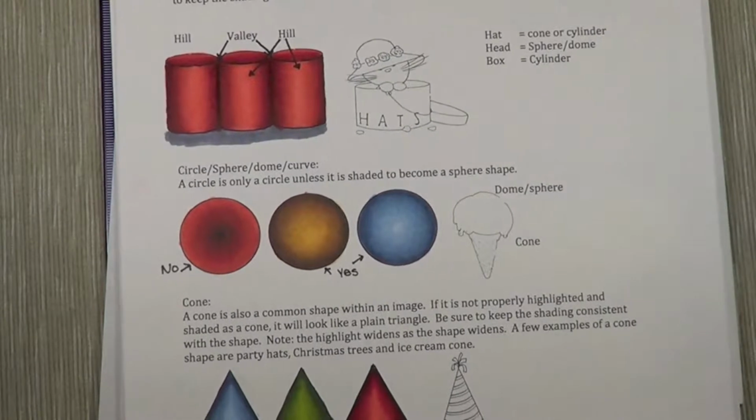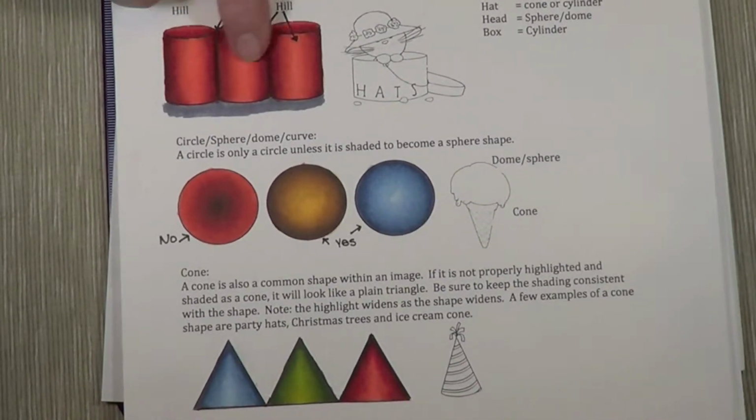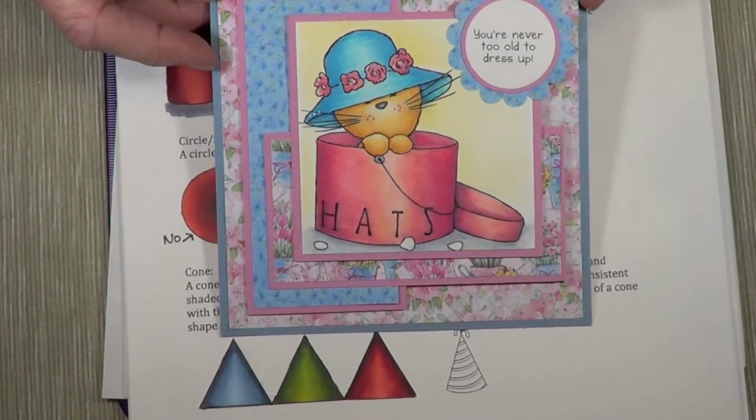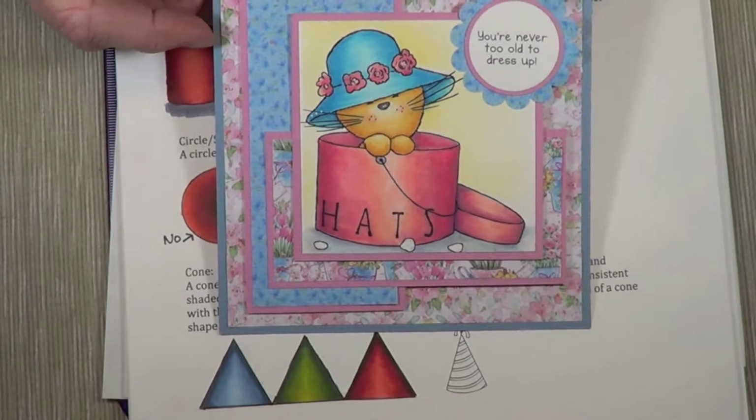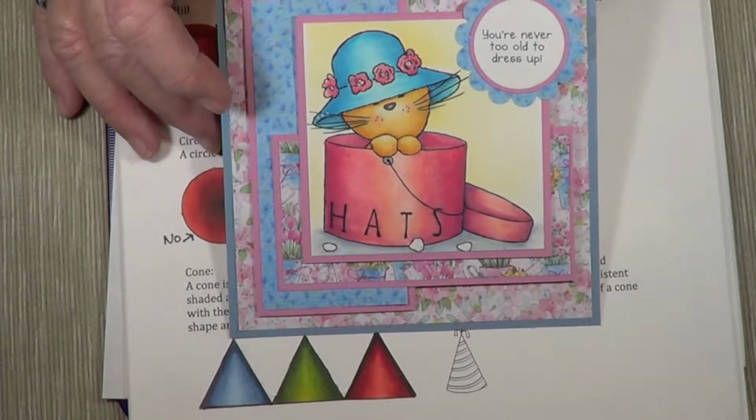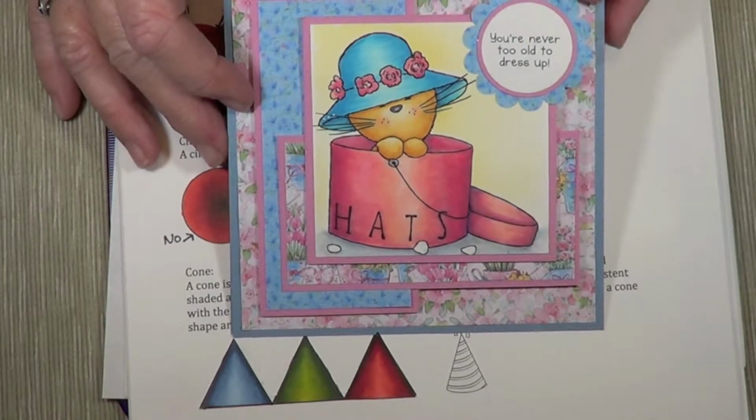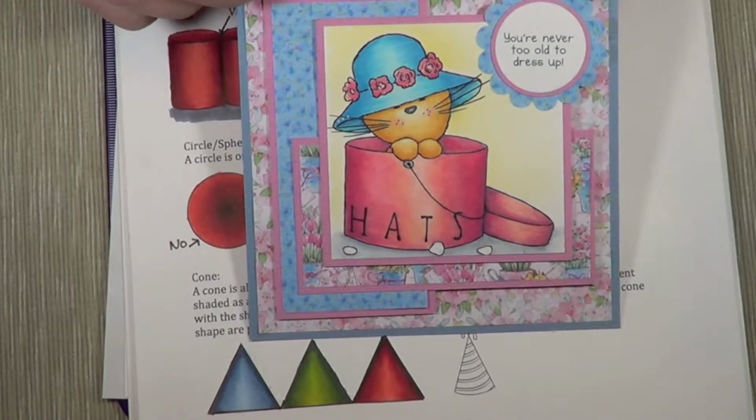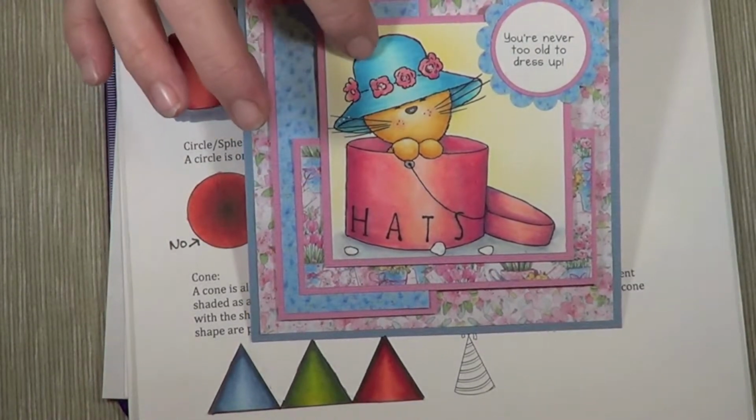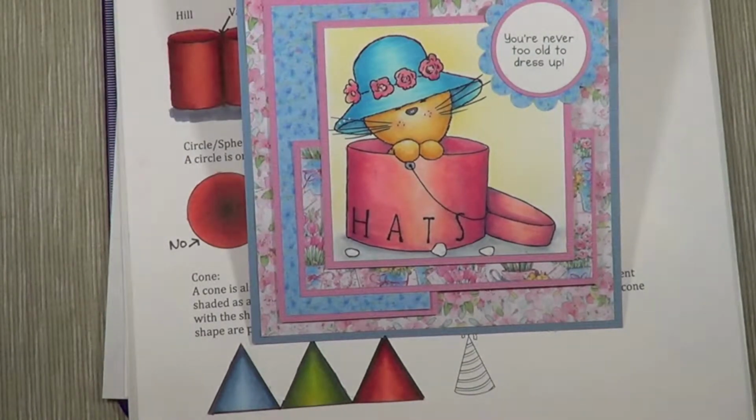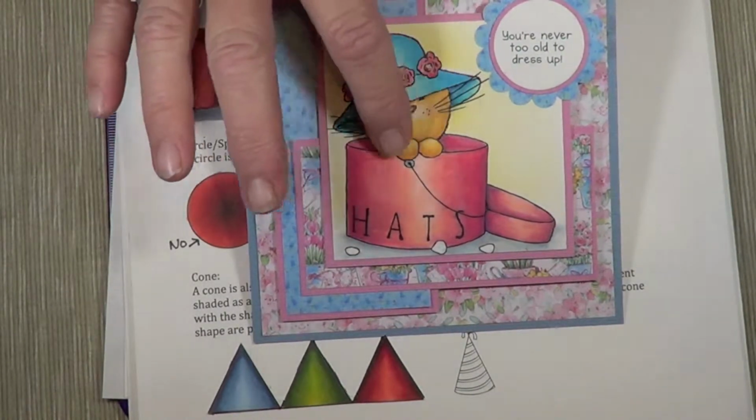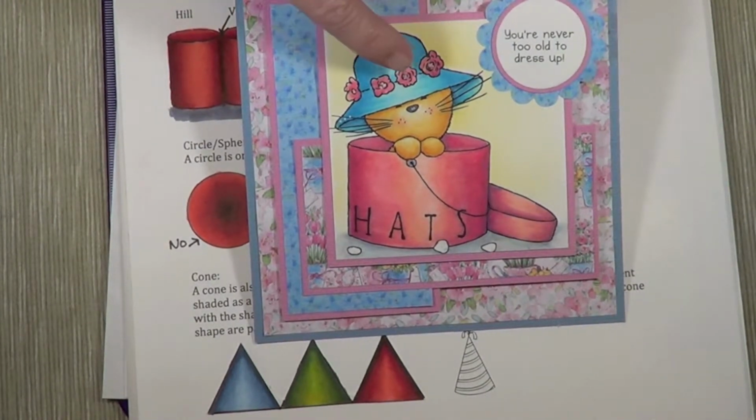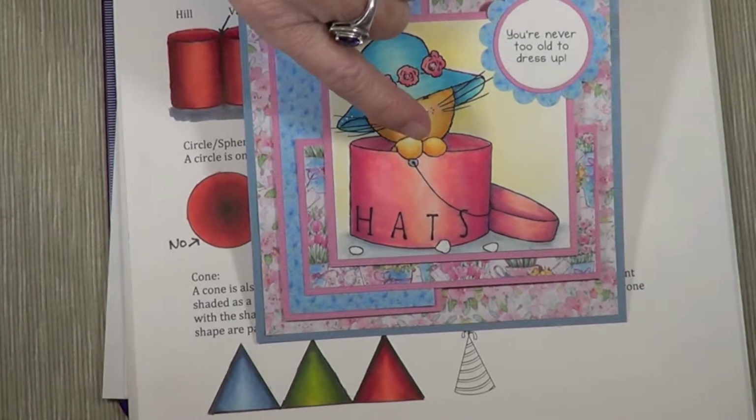So let's take a look at a couple images to see where these pieces come into play. Here we have our little kitty cat, and we have several shapes within this image. The hat can either be a cone or a cylinder shape, however you see it for yourself. I see it kind of as a cylinder, but I kind of have a cone shape in my head also. So here is a cylinder. His little head is actually a sphere shape. If I colored his face all flat in one color, it would just be a flat circle and wouldn't have any life to it. But I put my highlight on the part that's closest to the front.